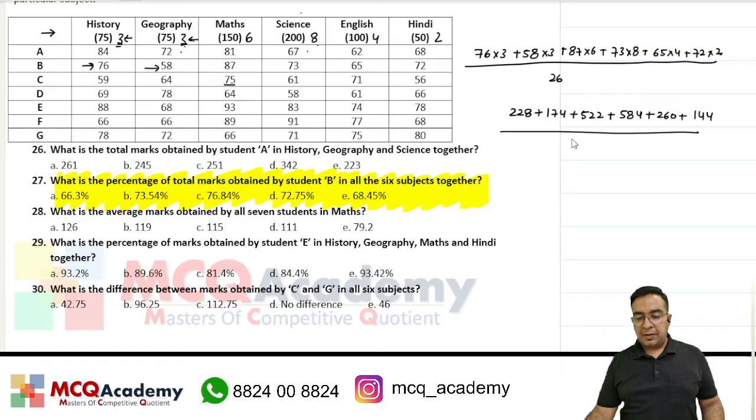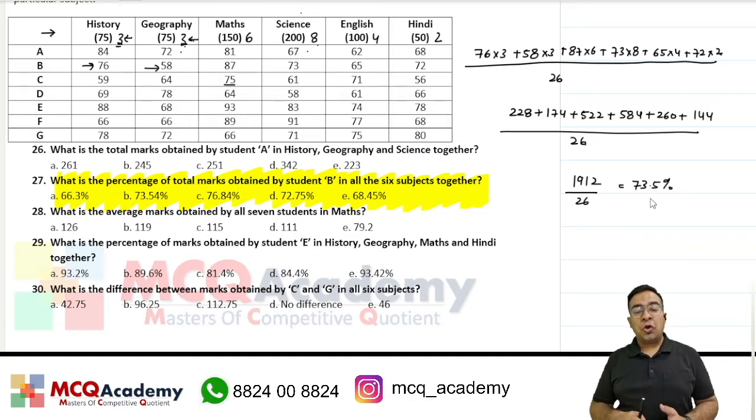Whole divided by 26. Adding these up, we'll get 1912 divided by 26, which is equal to 73.5%. So this is the total average percentage of all these subjects combined for student B. So the answer to this question is option number B, that is 73.54%.